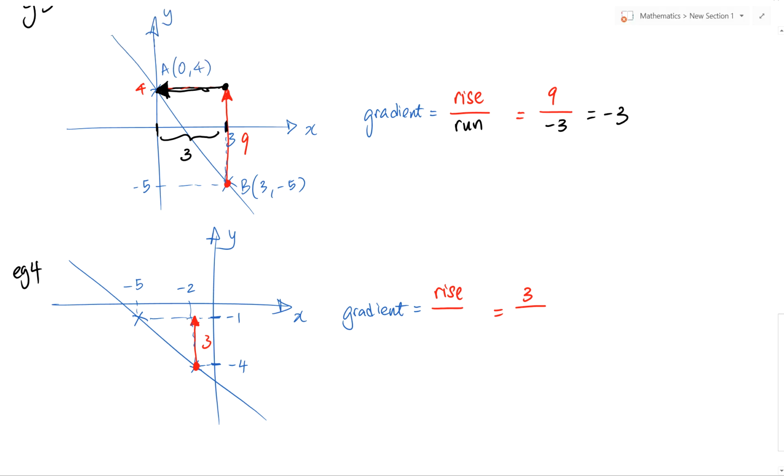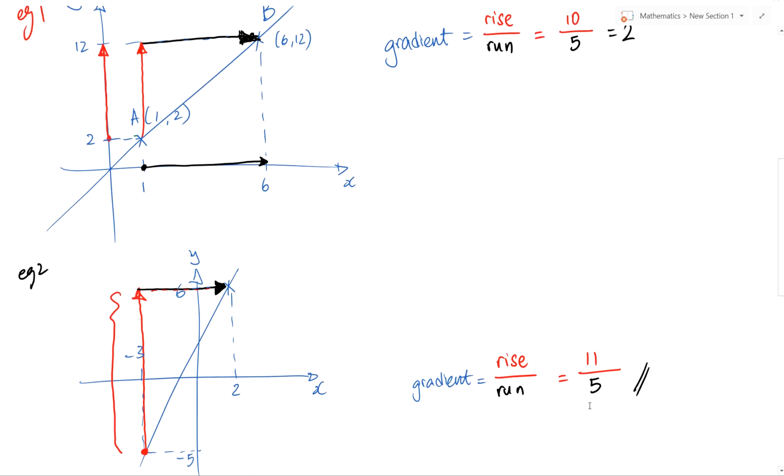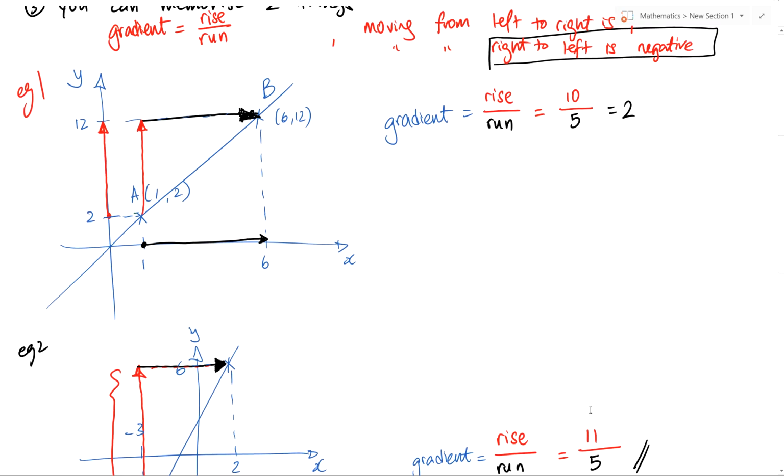Instead of running right, we're now running left to where the other point is. Here we have a total of 3 units, but because we are running to the left, it is divided by -3. So the gradient over here is -1. If you take a look at all 4 examples, we are able to calculate the gradient quite easily. And you should notice a pattern.